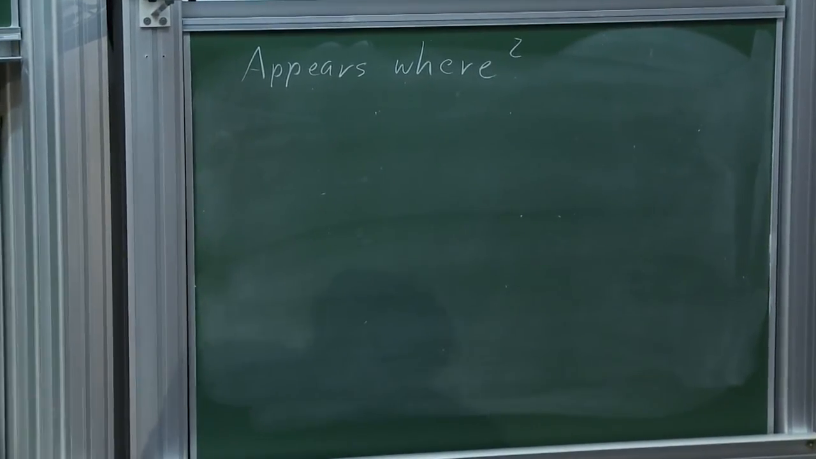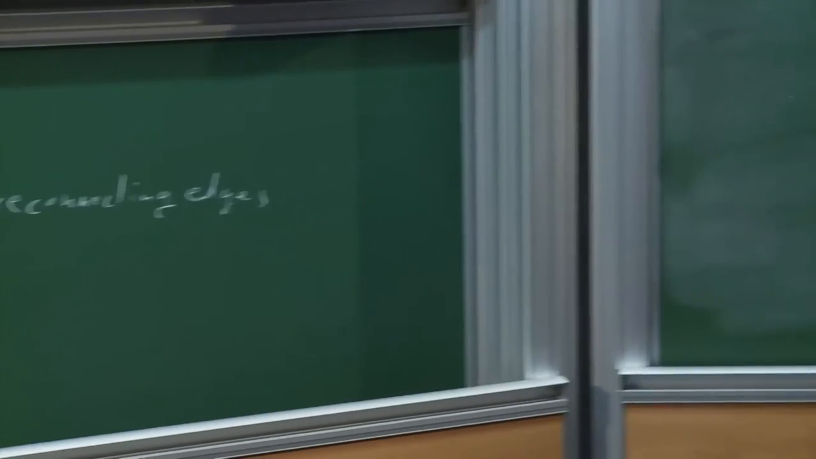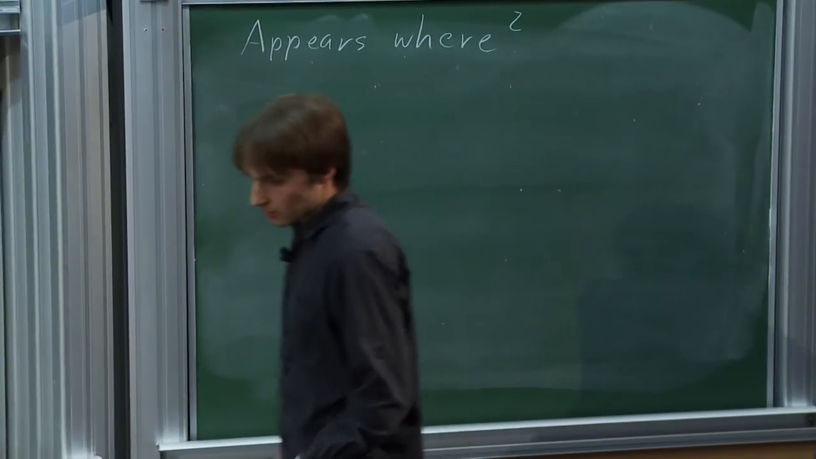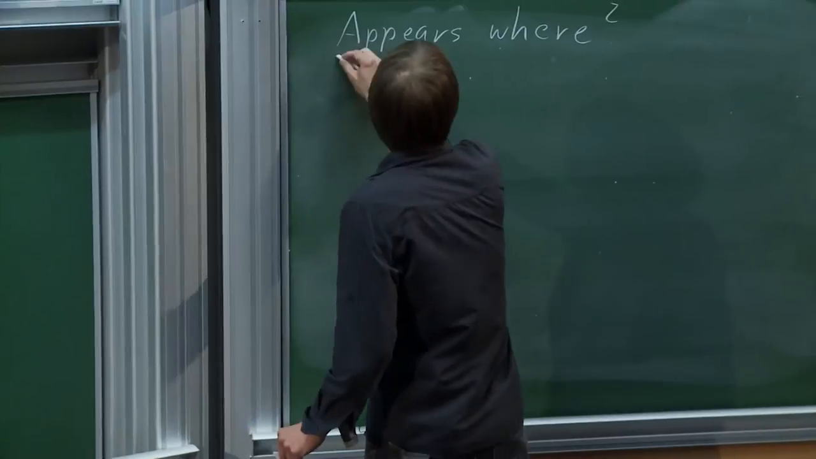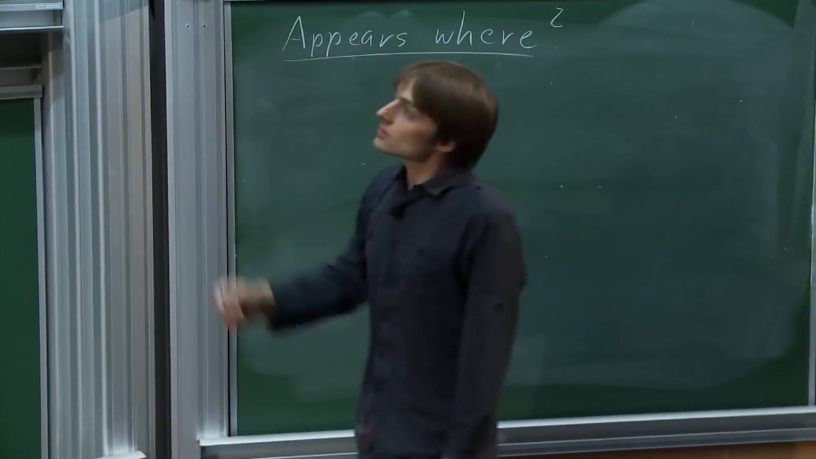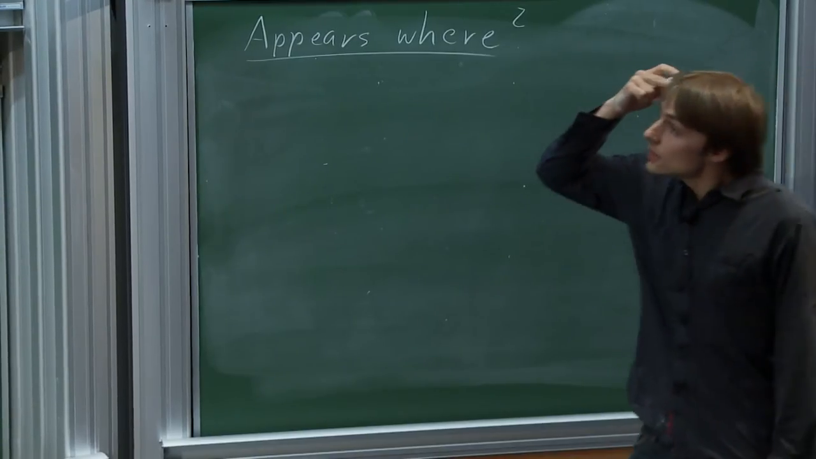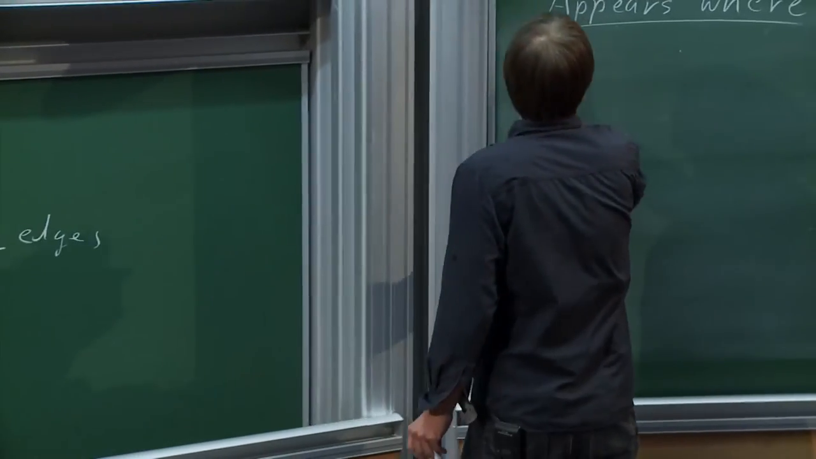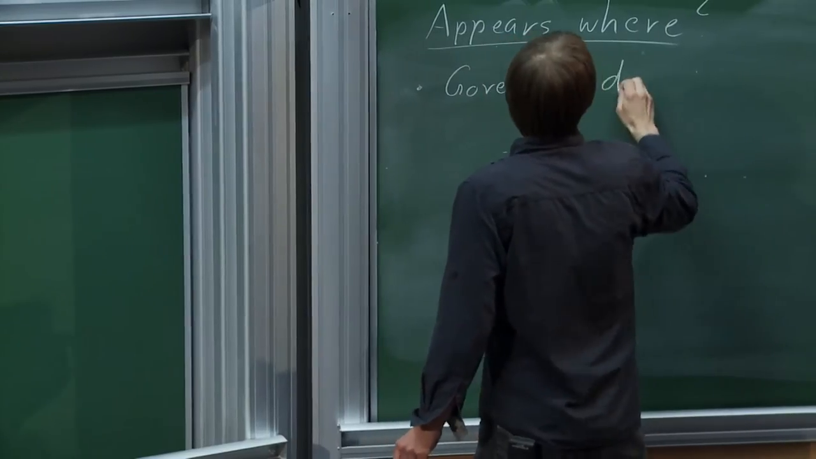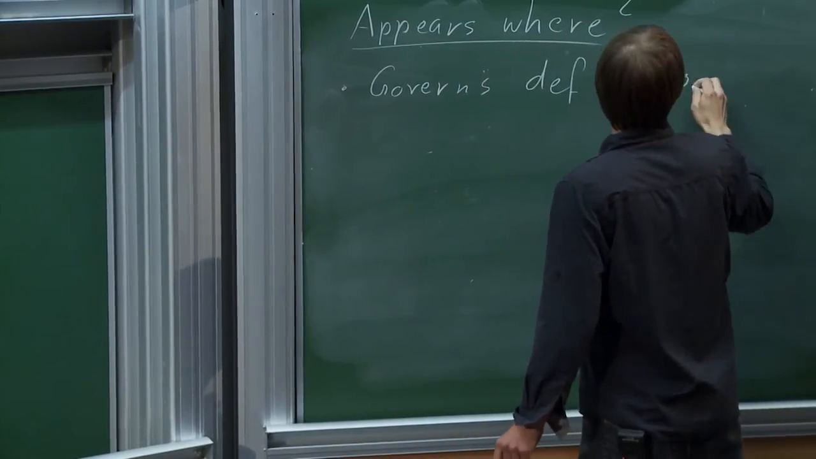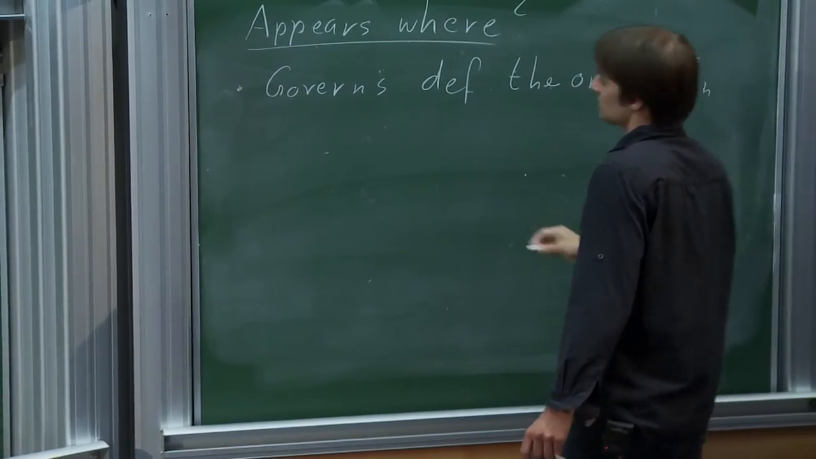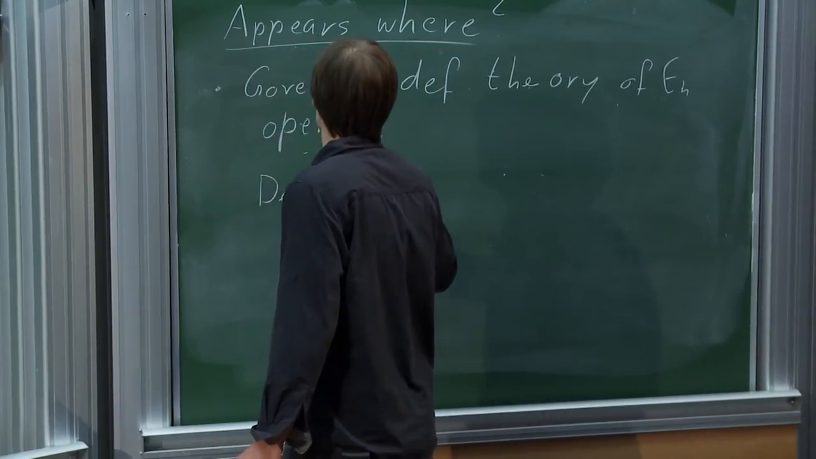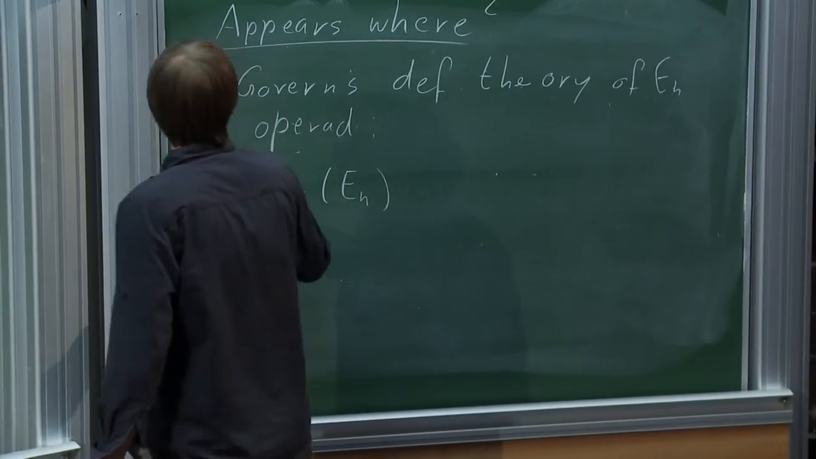So why should we care? Here I presented it as some combinatorial game that you can play, but many people considered it, and why is it relevant to more grown-up mathematics, let's say? And the answer is that these graph complexes, so this GC_n, governs the deformation theory of E_n operads. So more precisely, I write it a little bit sloppily like this.